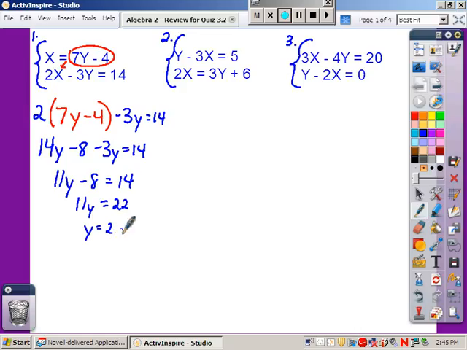Okay, I'm not done. I have to go back to my original problem to get x, because you need both x and y. So I'm going to take my answer for y back up here and put it where the y was in this equation for x. So really what I have, and normally I wouldn't write this, is x equals 7 times 2 minus 4. In other words, 14 minus 4, x is 10. So my final answer to this is 10, comma 2. Always a coordinate point as a final answer.